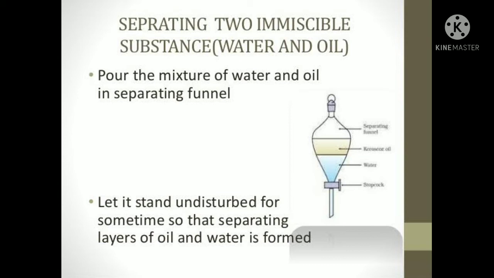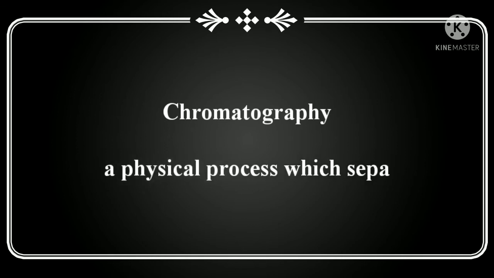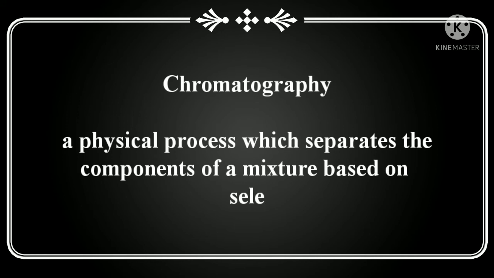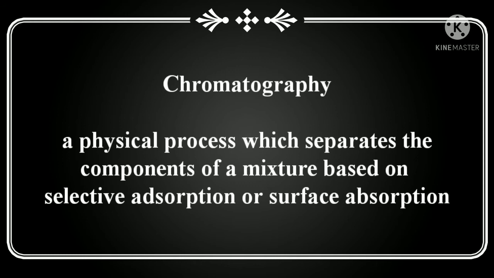Acetone and water were miscible liquids, and here kerosene oil and water are an example of immiscible liquids. Now there is one more separation technique, known as chromatography. Two words came here: chroma means color and graphy means writing. Chromatography is a physical process which separates the components of a mixture based on selective adsorption or surface absorption.